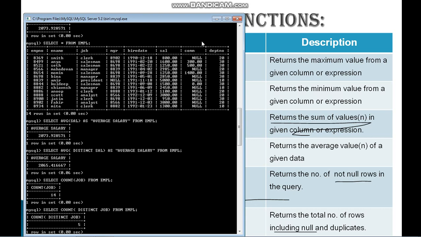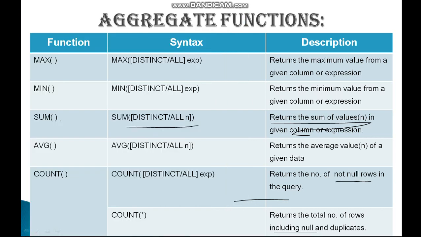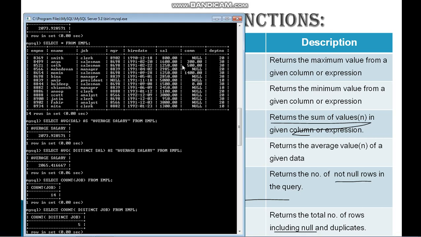The first one which I have mentioned here: if you use count and don't use the word distinct or all, it will return the number of not null rows in the query. So there are no duplicate values here, so it is counting all the values. Even if you write select count distinct com also, you will get 4. If you use select count com also, you will get only 4, because all the values are distinct: 1, 2, 3, 4. They are not counting the null values.